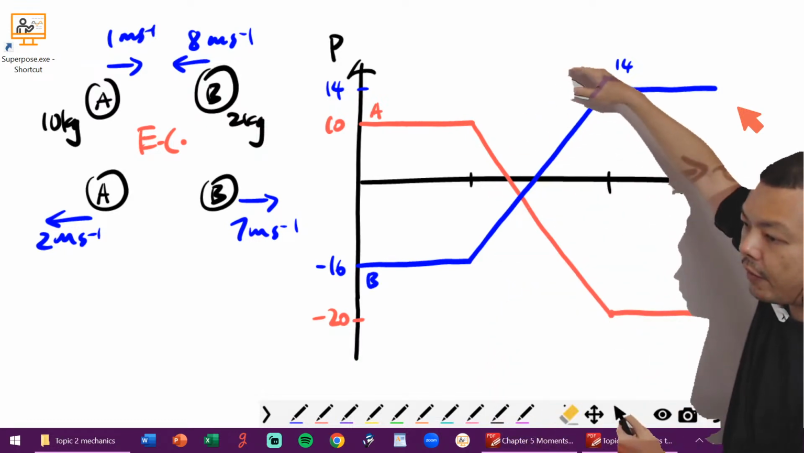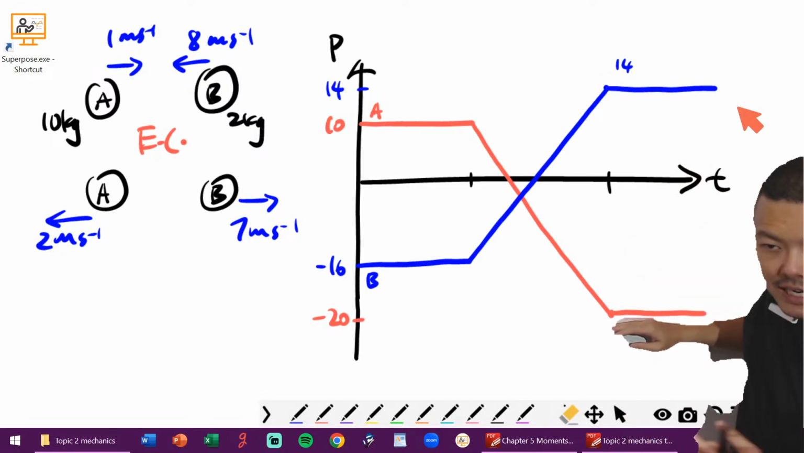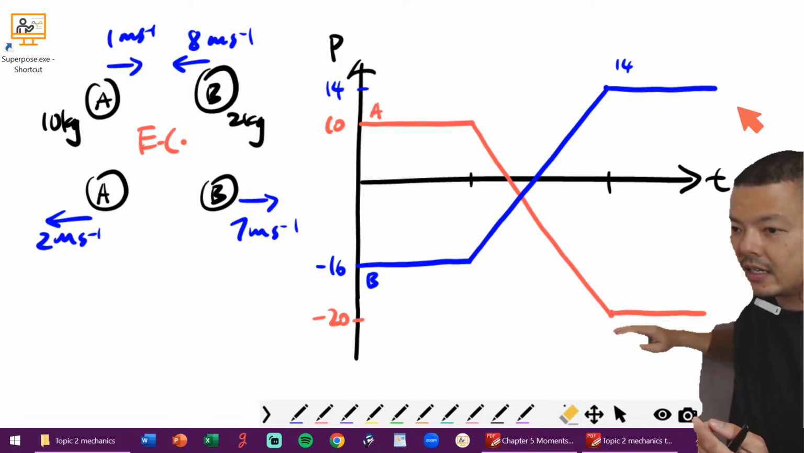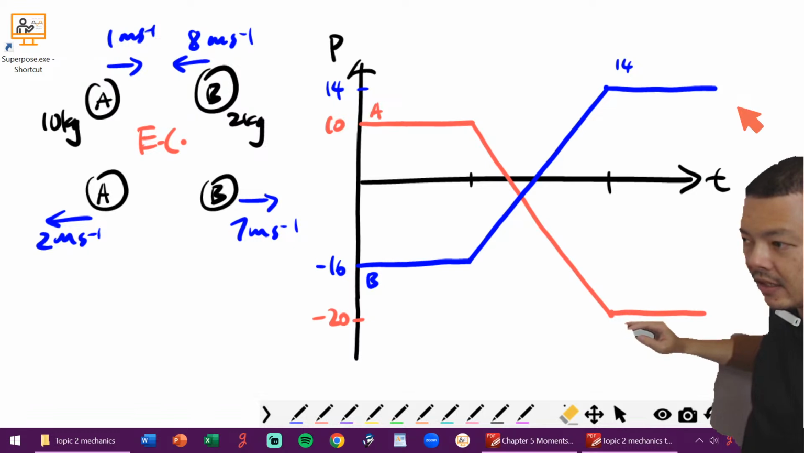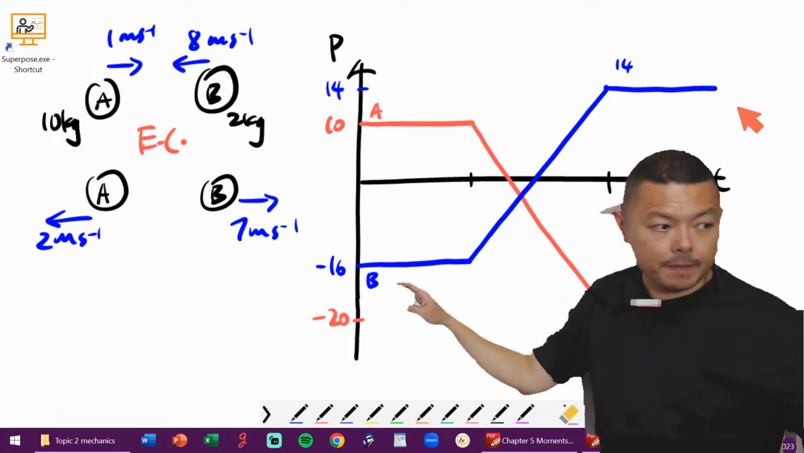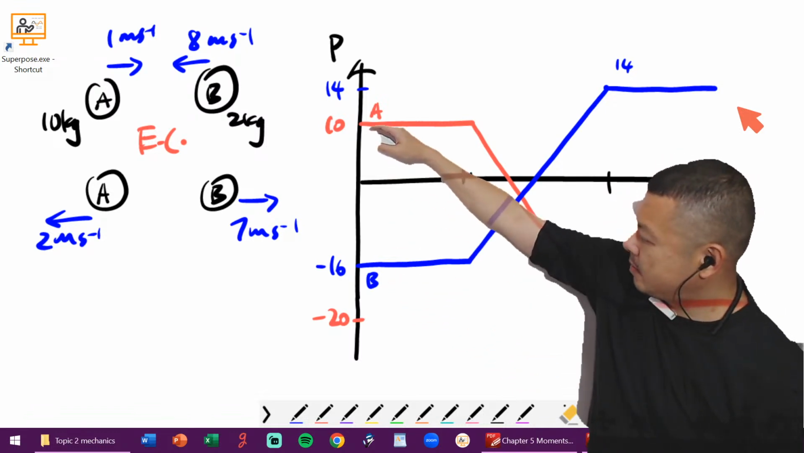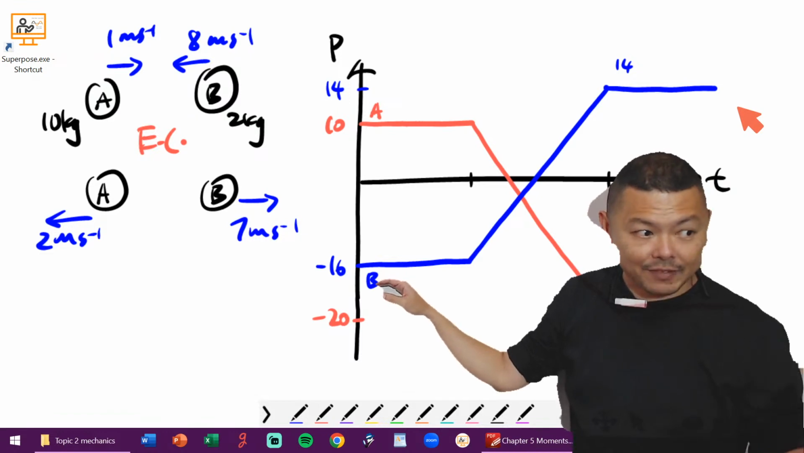So you took 14 and you added it to minus 20. Correct? That's minus 6. This is after the collision. How about before? 10 plus minus 16, you get minus 6. So momentum before and after is conserved.